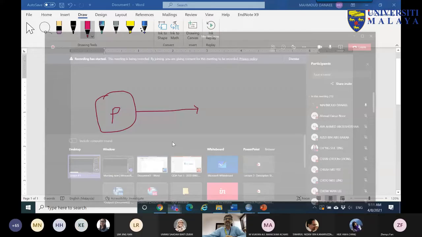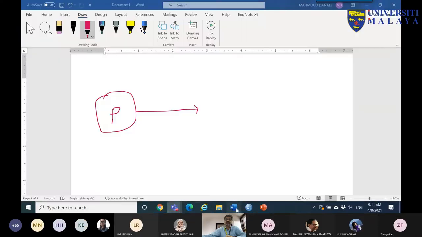So you can see my screen, right? Not yet. Let me share again. Okay, now I think you can see my screen, right? Yes, it's visible now.